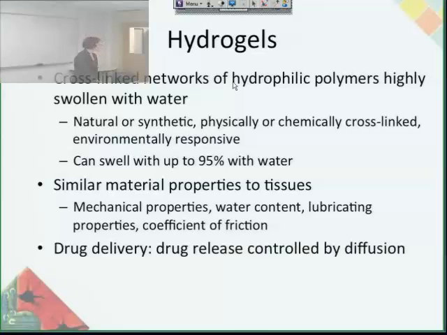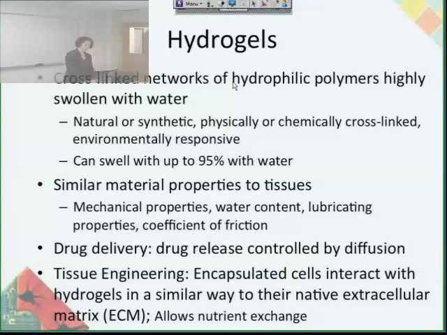So hydrogels are really useful in drug delivery because you can control release of drug or protein based on diffusion, which you can control based on properties of the hydrogel network. And they're also really useful in tissue engineering because encapsulated cells interact with the hydrogels in a similar way to their native extracellular matrix, depending on the type of polymer that is used to make the hydrogel, of course. But hydrogel encapsulation of cells also allows nutrient exchange because diffusion is really good through hydrogels.